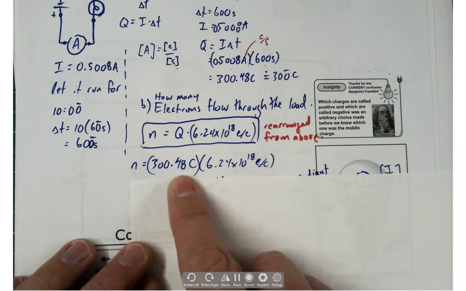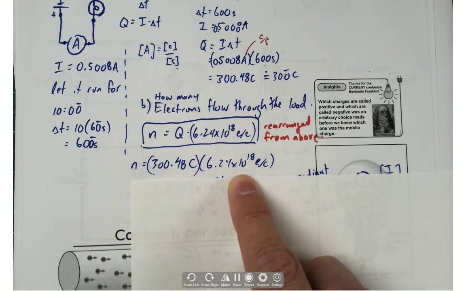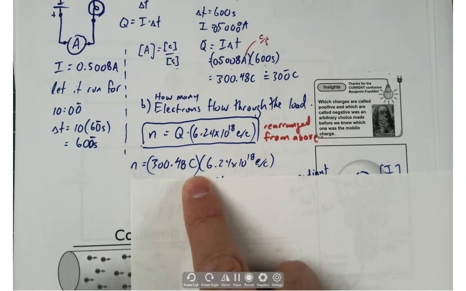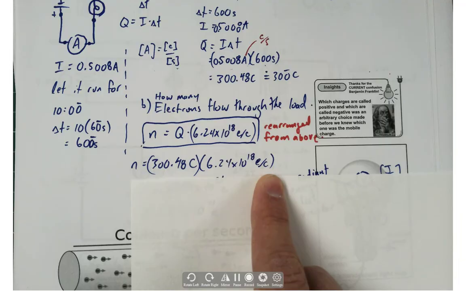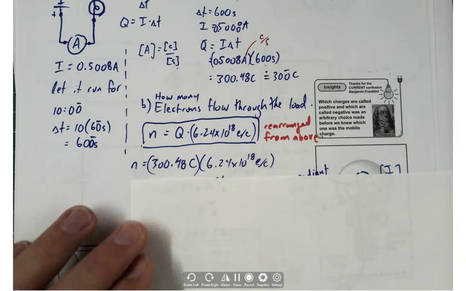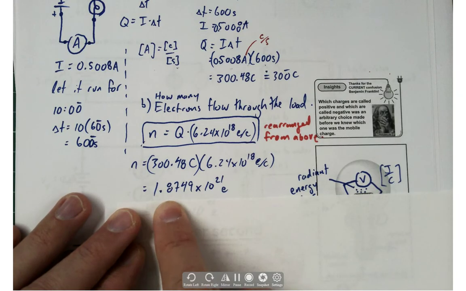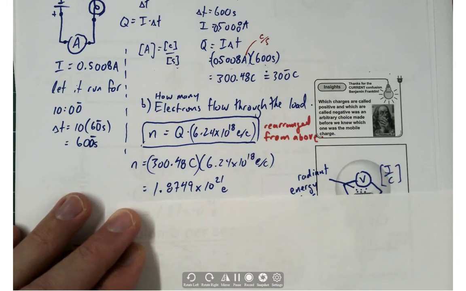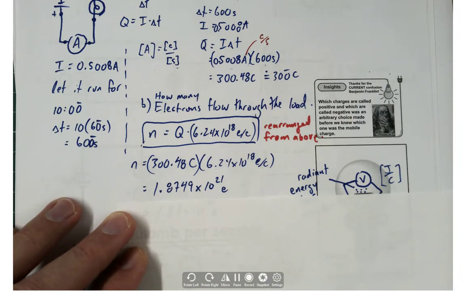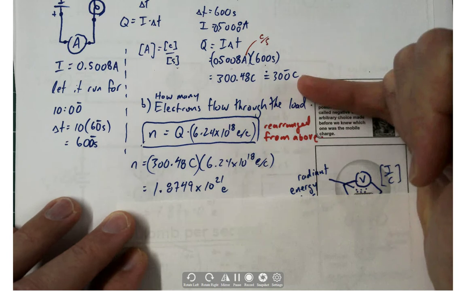We got the number of coulombs that fly through this circuit. We got this, we'll call it a constant, 6.24 times 10 to the 18 elementary charges per coulomb. Notice that the coulombs are going to cancel out. And we say, okay, the number of electrons, or elementary charges, that went through this load, this light bulb, was 1.8749 times 10 to the power of 21 electrons. Holy smokes, that's a lot. And that's why we don't count them individually. Talk about sticker shock. Isn't 300 a lot easier for us to process?